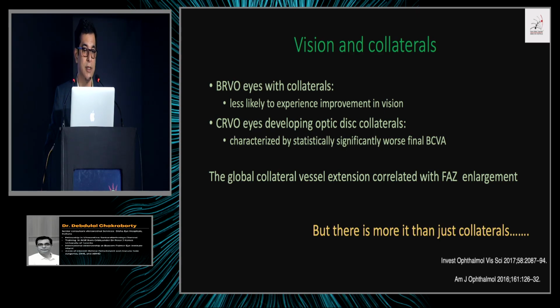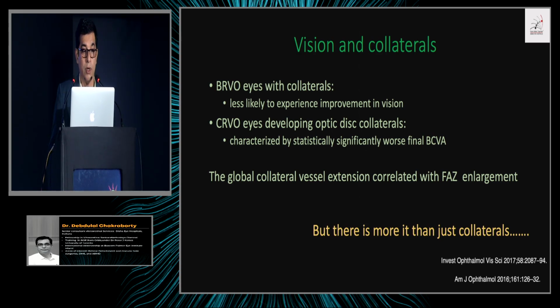If I can offer a little bit of explanation to Dr. Stella's question. It has more to do with ischemia, the vision part of it, as Hemant sir just mentioned. If you look at this statement, global collateral vessel extension correlates with FAZ enlargement. So you have more FAZ enlargement, and you have poorer vision.